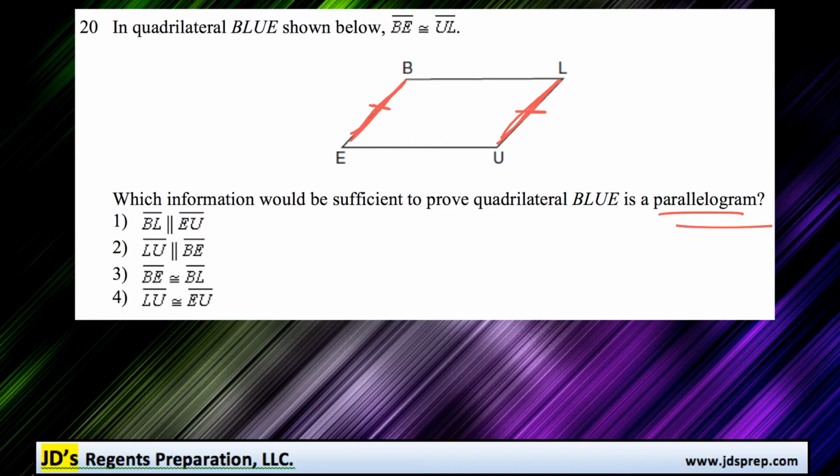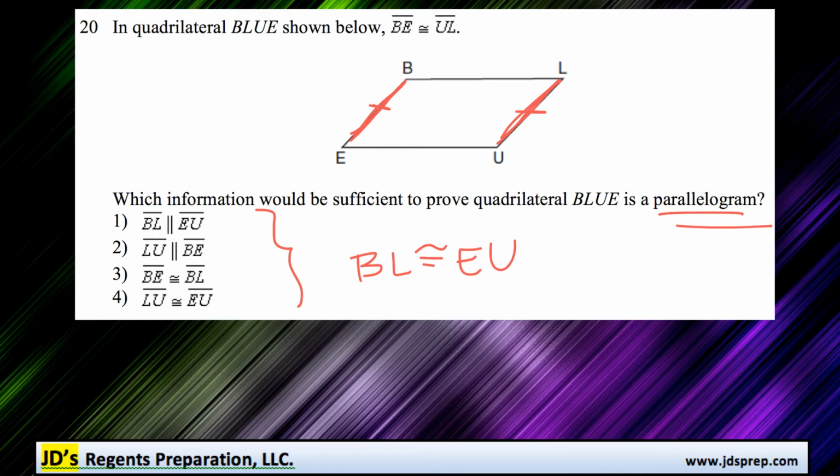Of course, a parallelogram means that the two horizontal lines are parallel and the other two opposite lines, the diagonal ones, are also parallel. So there are a few different ways to prove a quadrilateral is a parallelogram. One is to prove that both pairs of opposite sides are congruent. So we can see if one of these four options is that the line BL is congruent to EU. That would prove it.